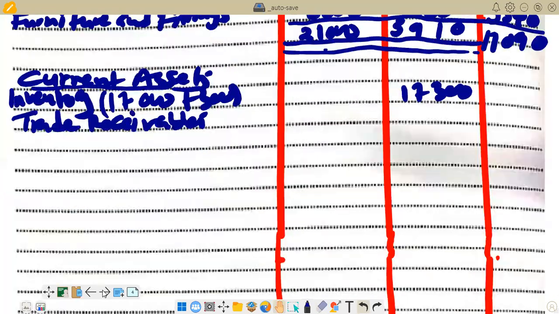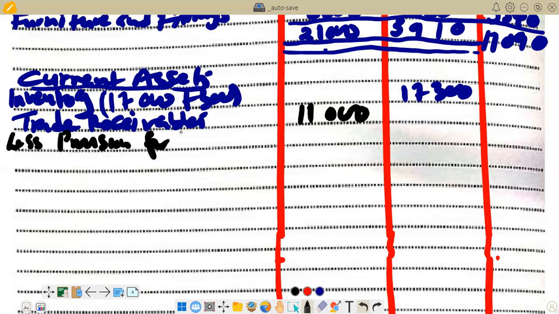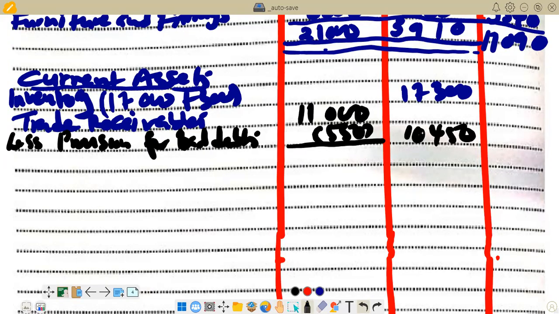Then we say trade receivables. The figure that we have, we calculate it in this column since we want to find the net figure. Trade receivables is 11,000, so we have 11,000. And then we less provision for bad debts. We got it, the figure is 550, and we subtract it. The answer we are supposed to put here: 11,000 minus 550, you get 10,450. Right, that's what we have there.